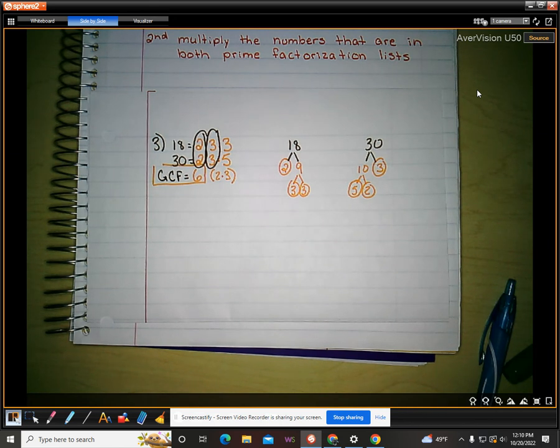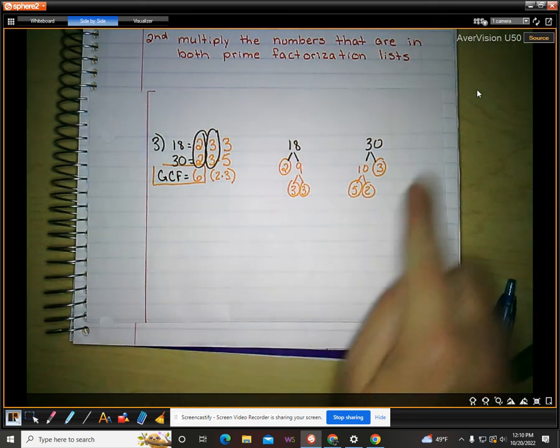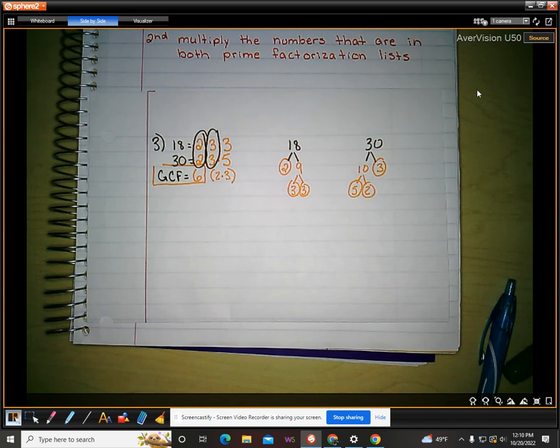To me, that is much easier than trying to think of all the factors of 18, all the factors of 30, making sure I get them all written down and figuring out which is the biggest in both lists. This takes us no time. It honestly is easier than making lists. Any questions?